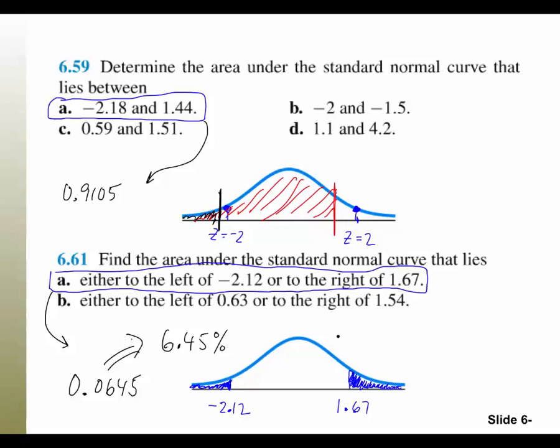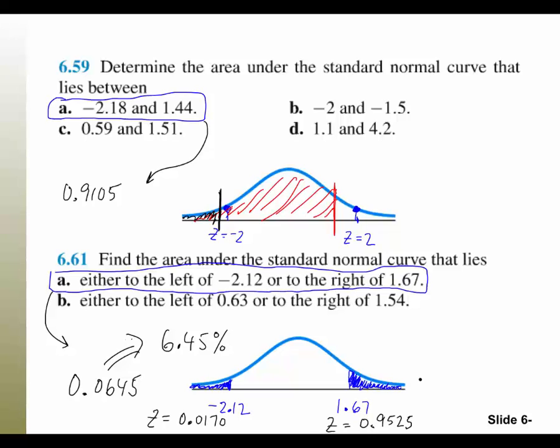Okay. So what was the z-score for negative 2.12? 0.0170. Okay. And now what was the z-score for 1.67? 0.9525. So to get this answer in general, what we're going to do? We're going to add those two areas together, right? We have this area. That is that area. But what's this area? How do we get an area to the right of a number? It's not that, right? It's going to be 1 minus that.